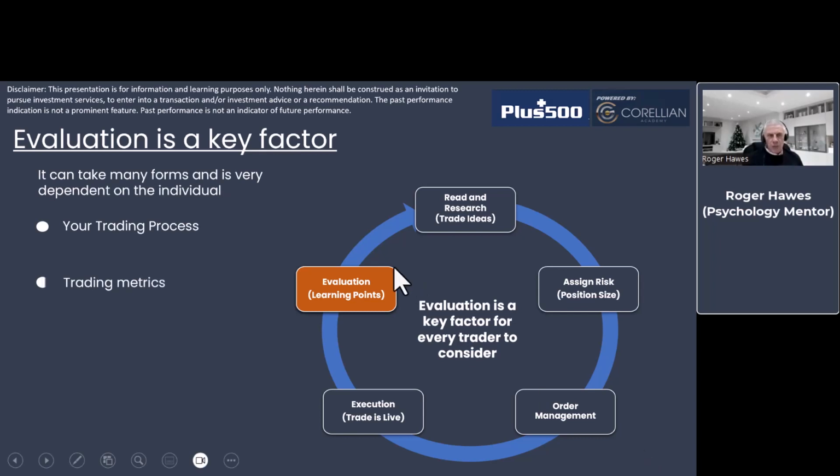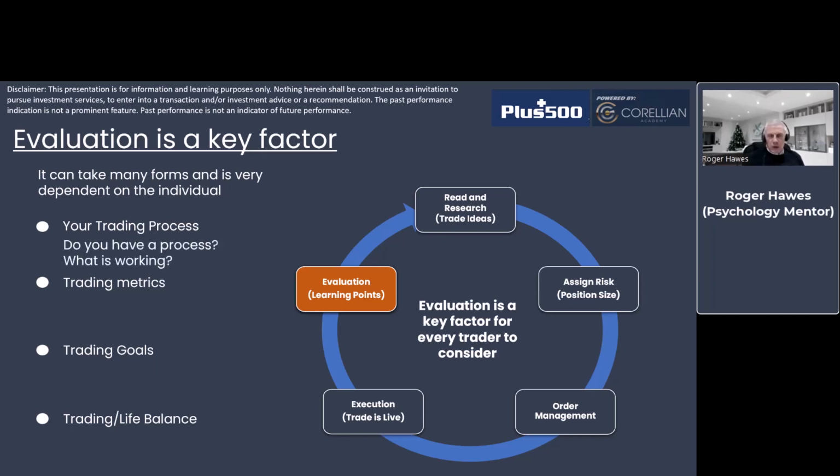And it can take many, many forms. Obviously, whilst we're in a trade, we need to be evaluating price action. We need to be evaluating markets. And maybe we're jiggling around with our order management in order to get the best that we can out of the market with the trade that we have on. But I'm going to be looking at post-trade evaluation.